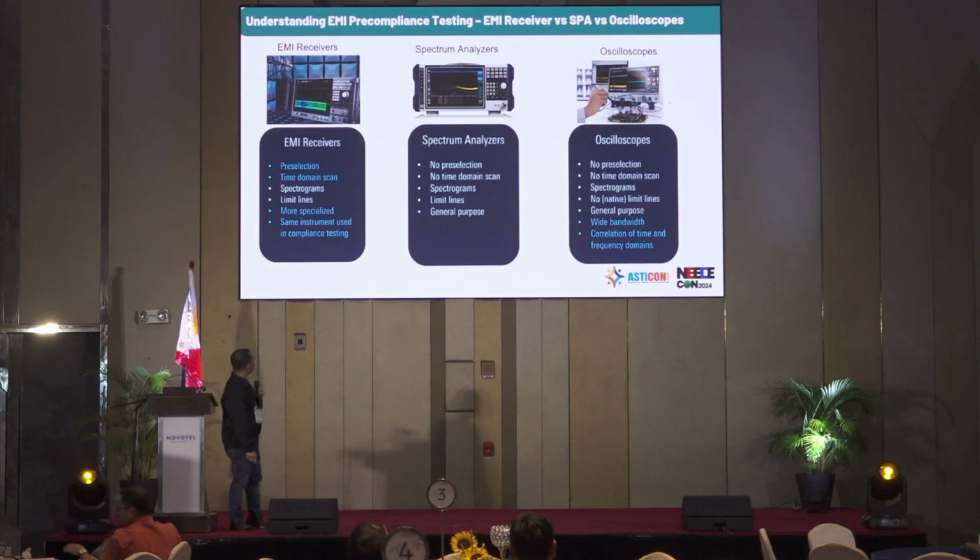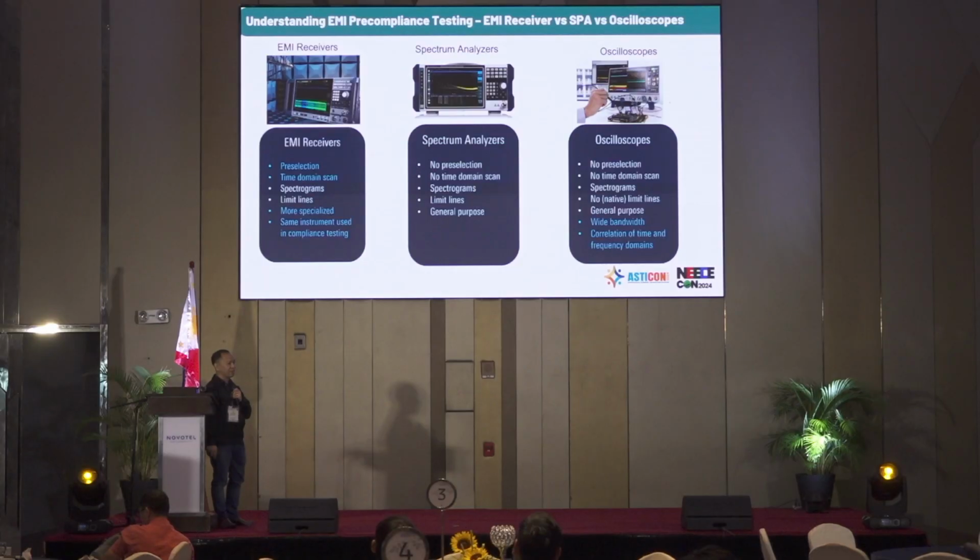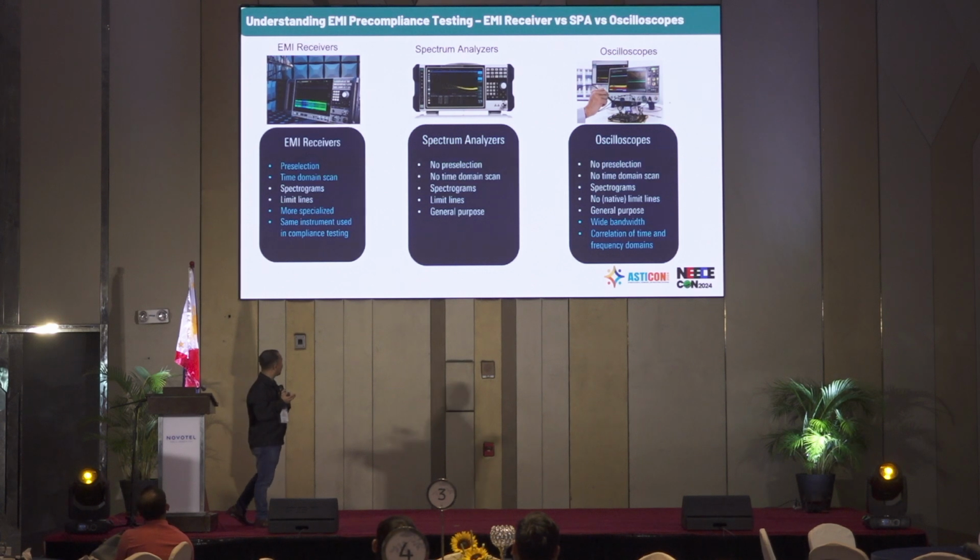So ito yung mga equipment na pwede natin gamitin for our pre-compliance and the difference between them. For example, we have EMI receiver wherein it is being used for full compliance testing. You can buy this, or if you don't have enough budget, you can buy a spectrum analyzer, or if you don't have budget for a spectrum analyzer, or you don't have one, you can also use an oscilloscope. So what's the difference between them?